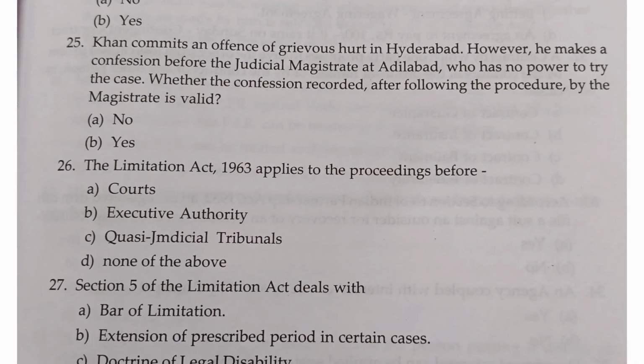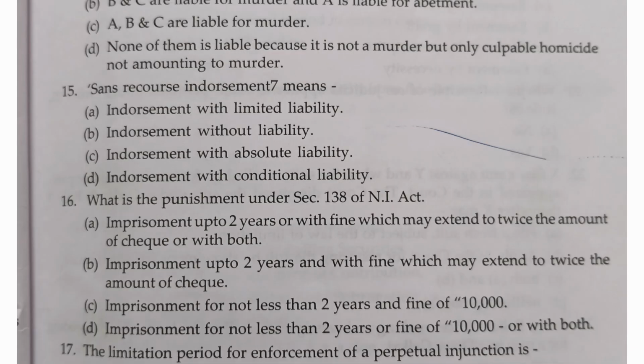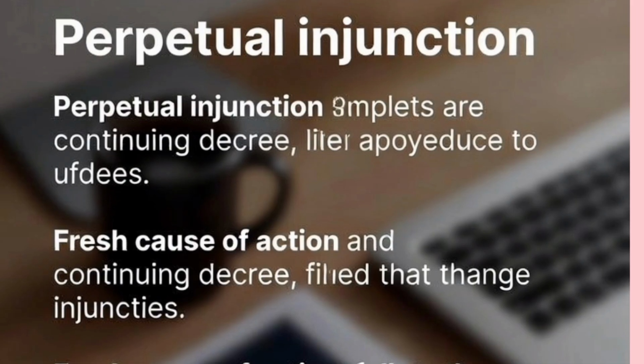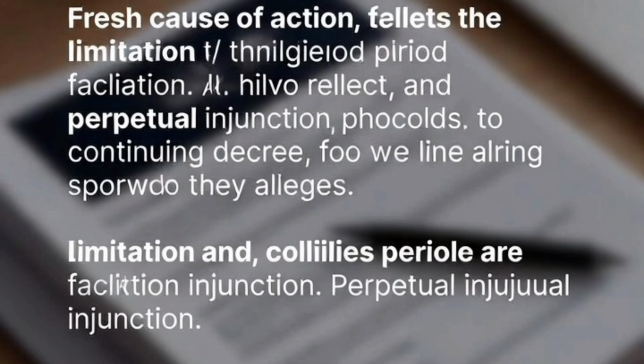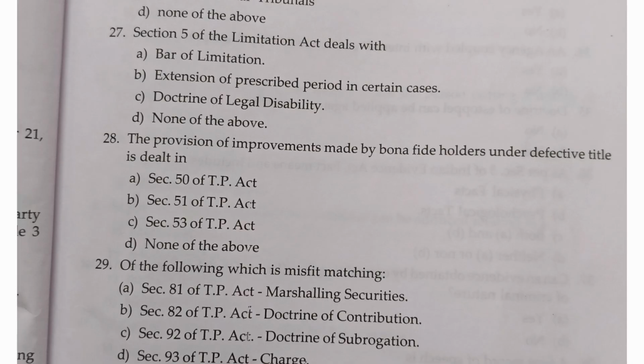16. What is the punishment under Section 138 of NI Act? The answer is imprisonment up to 2 years or with fine which may extend to twice the amount of the cheque or with both. 17. The limitation period for enforcement of a perpetual injunction: in general for decrees it is 12 years as per Article 136 of the Limitation Act, but in perpetual injunction there is no such limit.